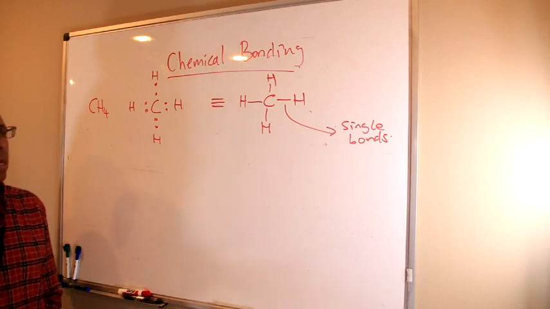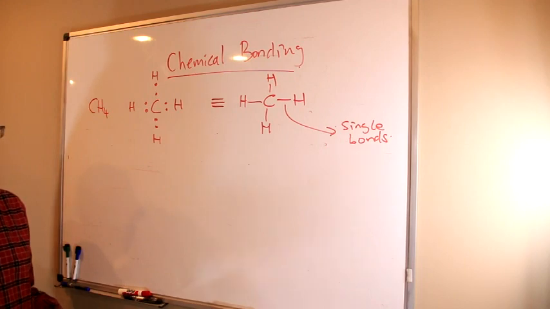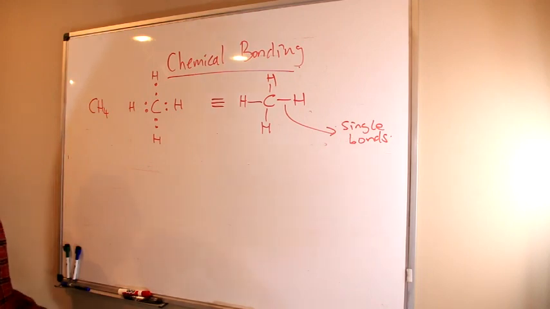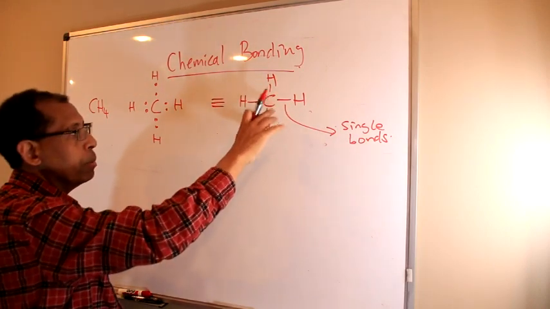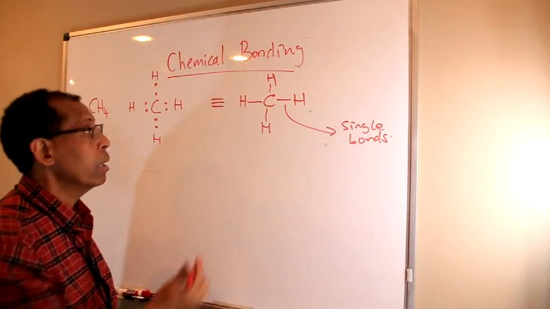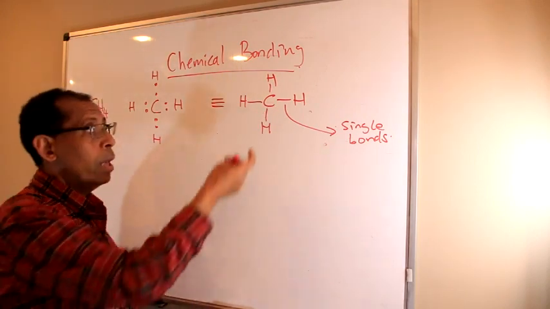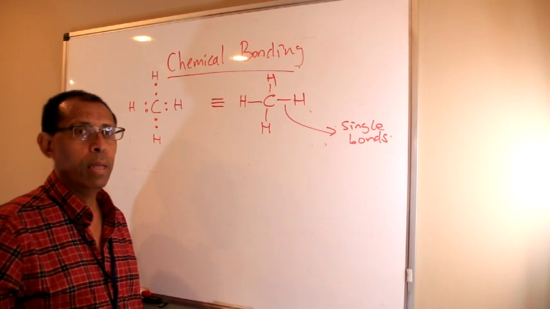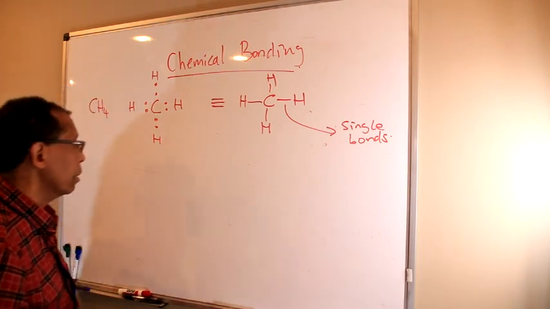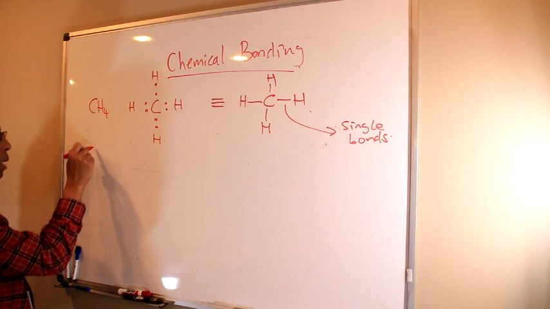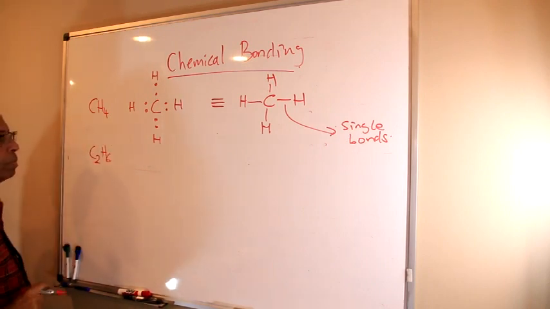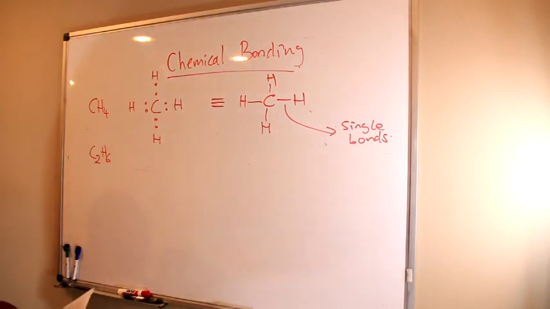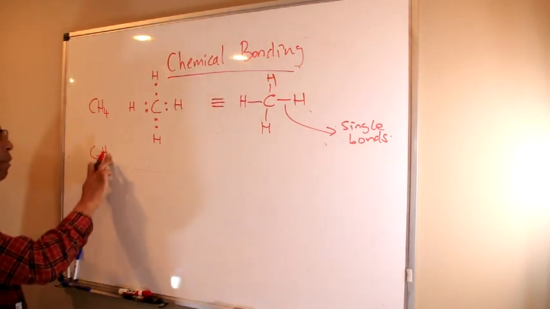So in the next example, what I want to show you is how you make a multiple bond between atoms. Like I said, this would not be a good example to make a double bond because hydrogen cannot make a double bond. A double bond needs four electrons, and hydrogen is not able to accommodate four electrons. So I will give you another compound, for example, C2H4.